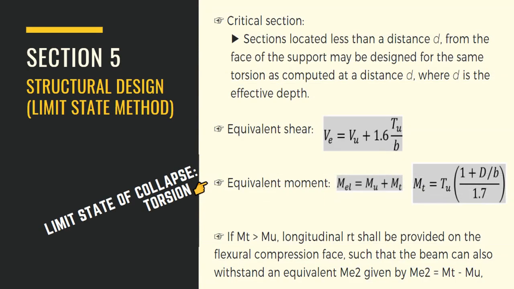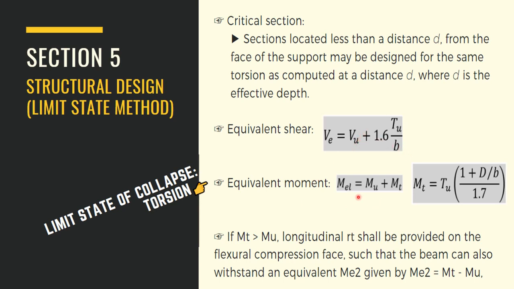For torsion, the critical section has to be located at a distance less than d from the face of support, and it may be designed for the same torsion as computed at a distance d, where d is the effective depth. For torsion, we have to calculate the equivalent shear and equivalent moment. Equivalent shear will be calculated by using this formula: V is equal to Vu plus 1.6 Tu by B. Tu is the torsional moment, B is the breadth of member, Vu is the shear force.